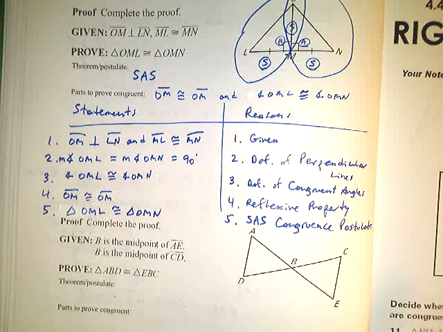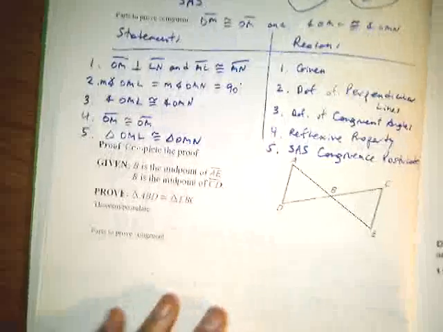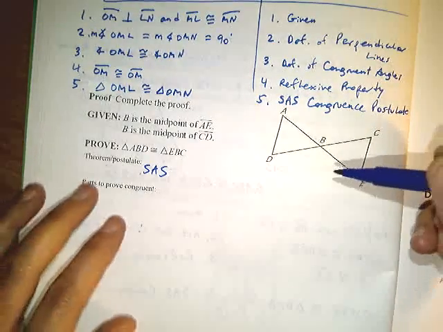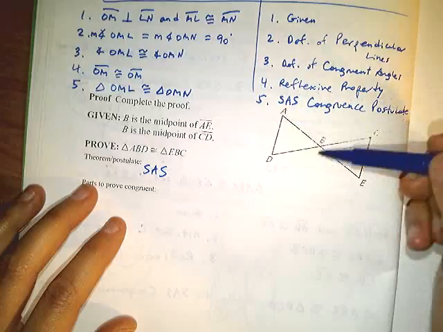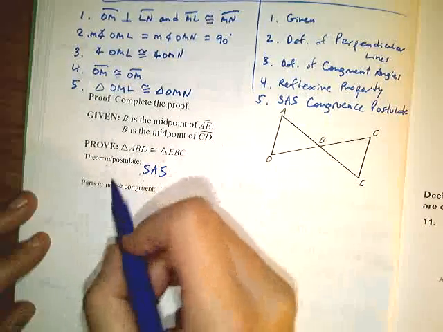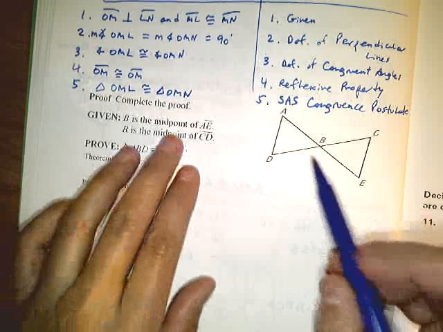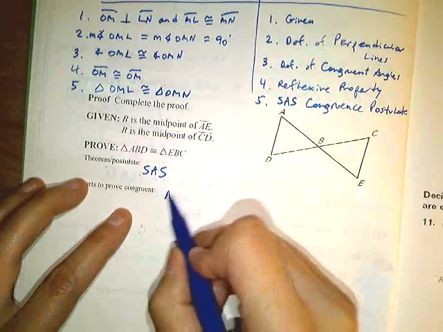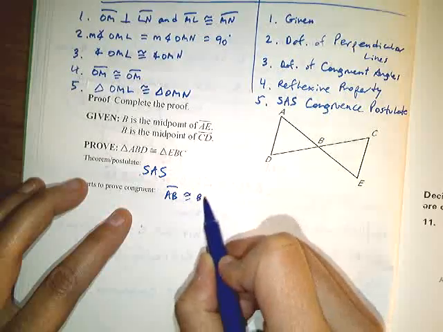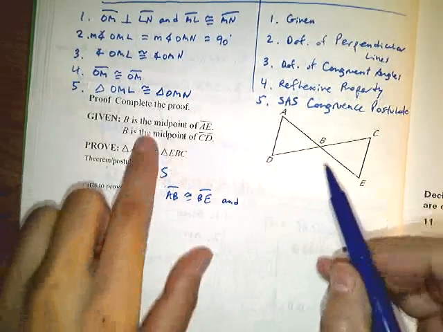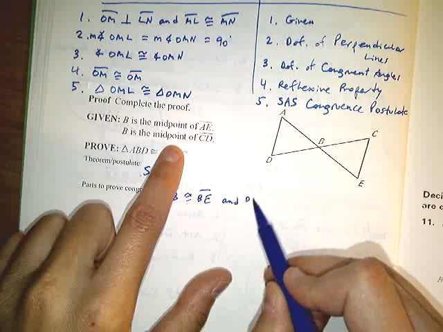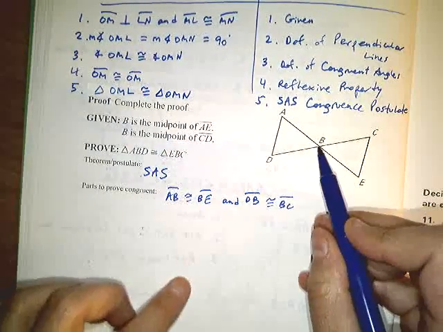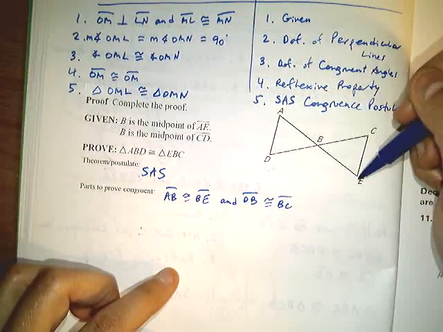And then finally, the last example for this section. Again, we're going to be using the same theorem here, the side angle side congruence postulate. We want to prove that triangle ABD is congruent to triangle EBC. So let's see. If B is the midpoint from here to here, we could prove that AB is congruent to BE. And if B is the midpoint from C to D, we could prove that DB is congruent to BC, because it's exactly halfway between here and here, and exactly halfway between here and here.